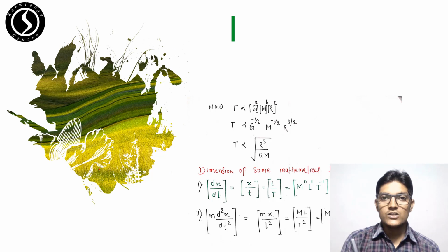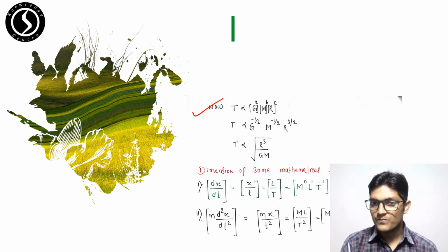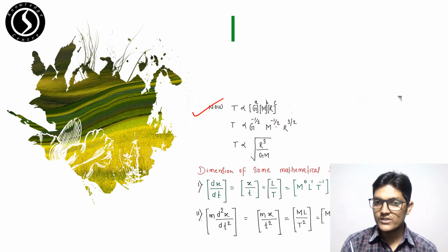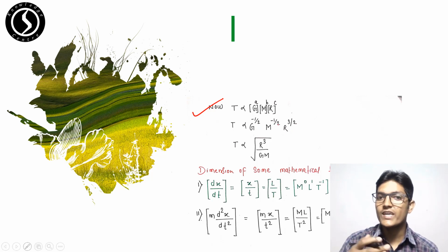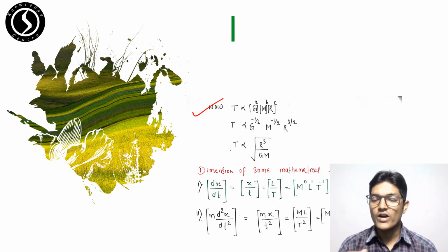Now we can substitute the powers. We know that T is proportional to G to the power a, M to the power b and R to the power c. So T is proportional to G to the power minus 1 by 2, M to the power minus 1 by 2 and R to the power 3 by 2. That is the value of a, b and c that we found in the previous slide. So it will be equal to root over R to the power 3 divided by GM, as the power 1 by 2 becomes the root, right? So T is root over R cube upon GM. So this is the use of our dimensional analysis.